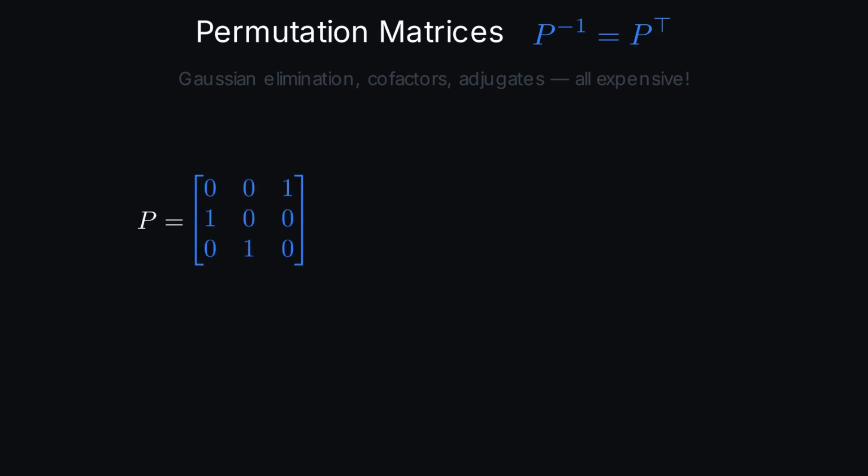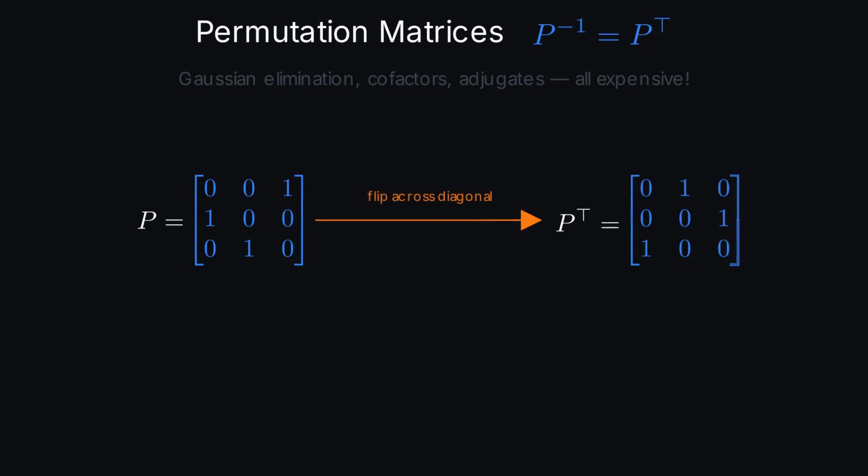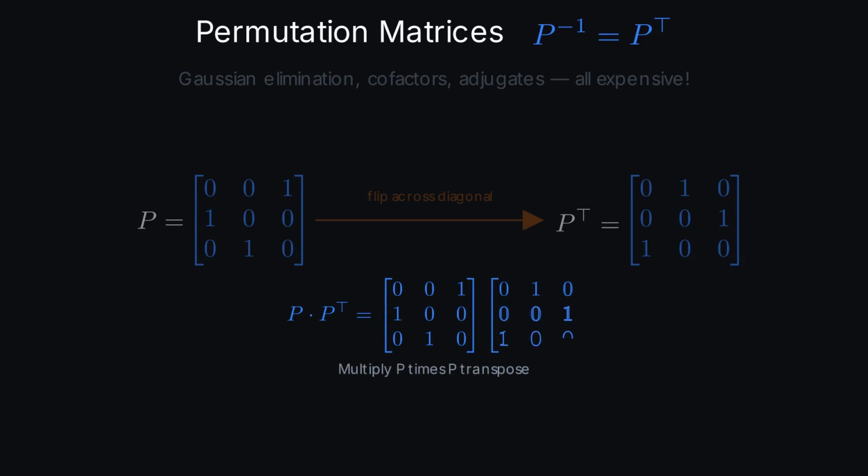Here's a 3 by 3 matrix P. Its first row is 0, 0, 1. Its second row is 1, 0, 0. And its third row is 0, 1, 0. Now flip it across the diagonal to get P transpose. P transpose has first row 0, 1, 0, second row 0, 0, 1, and third row 1, 0, 0.